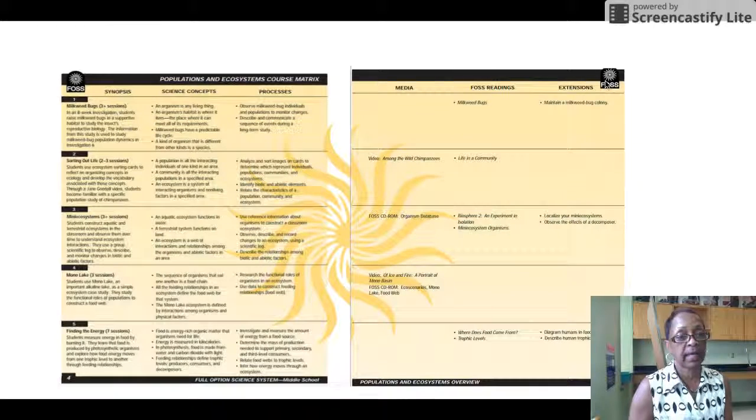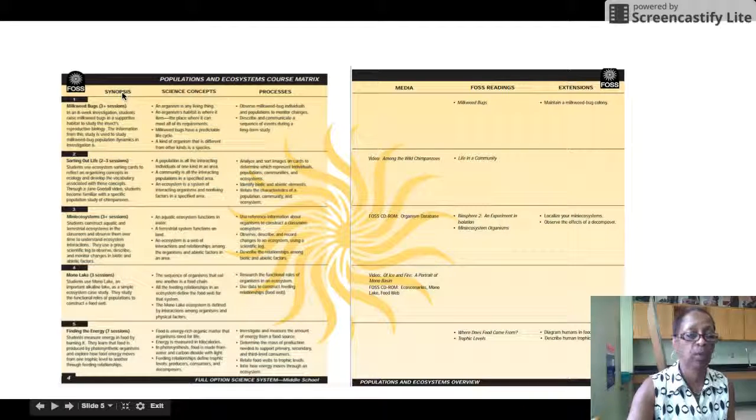This FOSS guide is scripted and it is designed to show you a sequence of lessons. For the major lessons, it gives you a synopsis of what the lesson or investigation is all about. It discusses the key science concept and the processes that students will learn as they go through. If there's any media associated with it, it will be outlined, along with readings and recommendations for extensions if you need them.